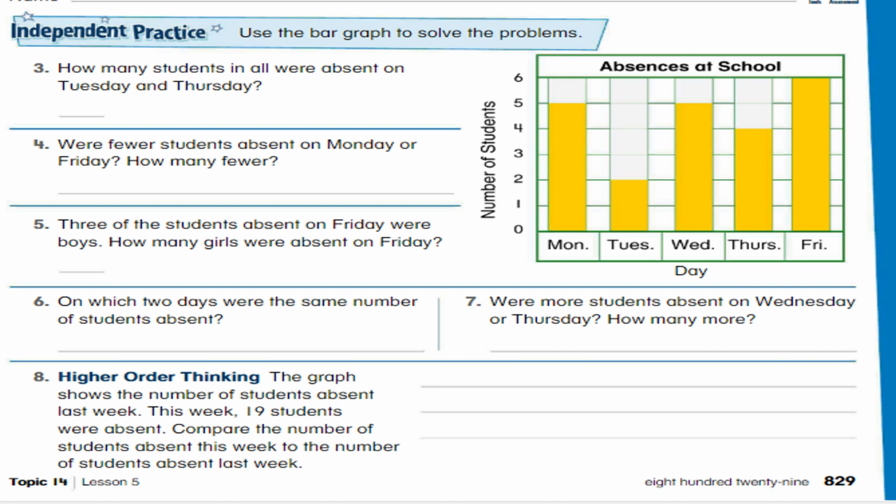Okay, so the next page, use a bar graph to solve the problems. The bar graph is given, and what is the title of the graph? Very good. It is about absences at school. And here we have the number of students. It's from 0 to 6. And here we have days: Monday, Tuesday, Wednesday, Thursday, and Friday. So how many students were absent on Monday? Excellent, 5. How many on Tuesday? 2. And so on. So you have to read the graph, then answer all the questions given on this page.